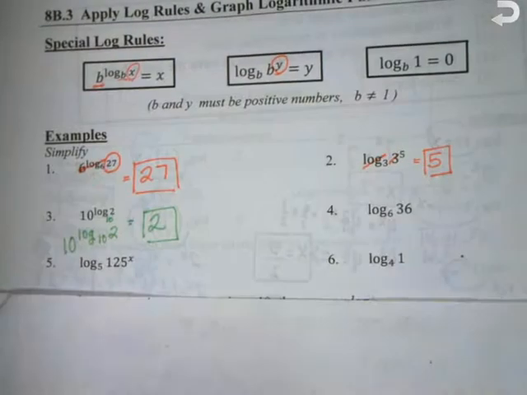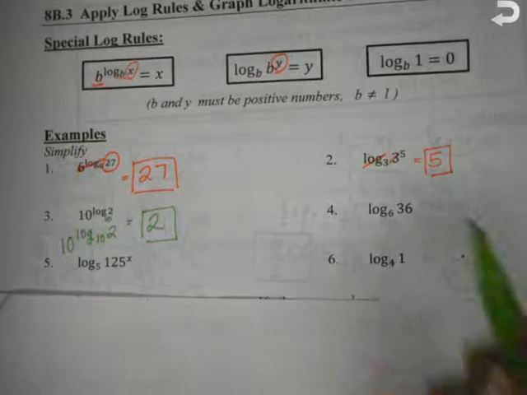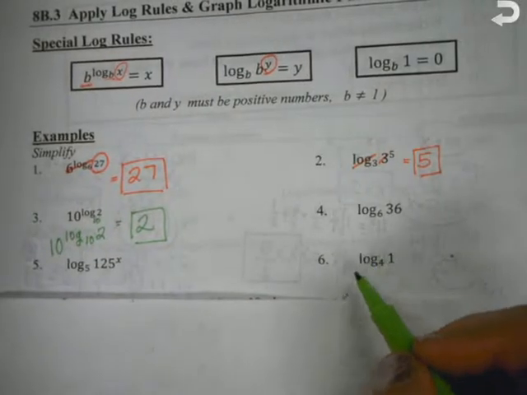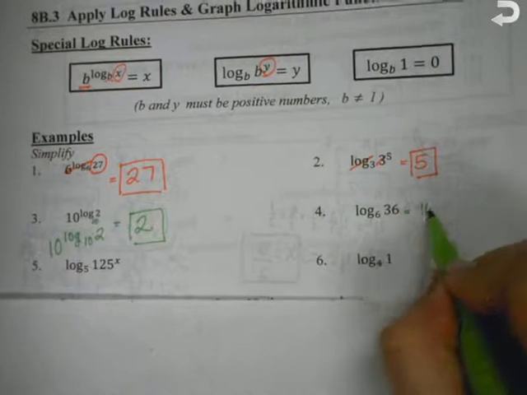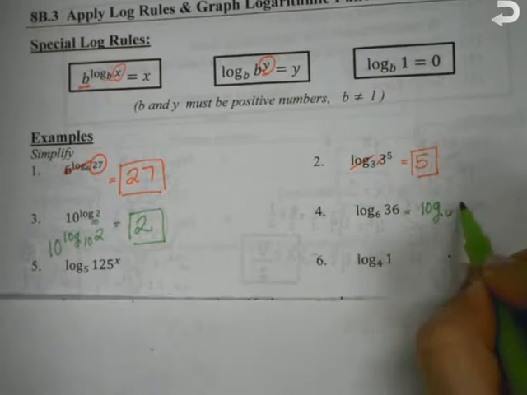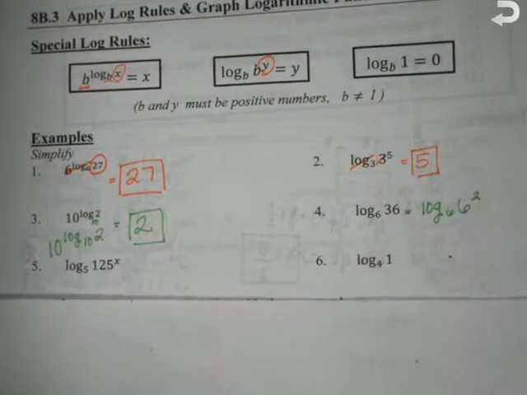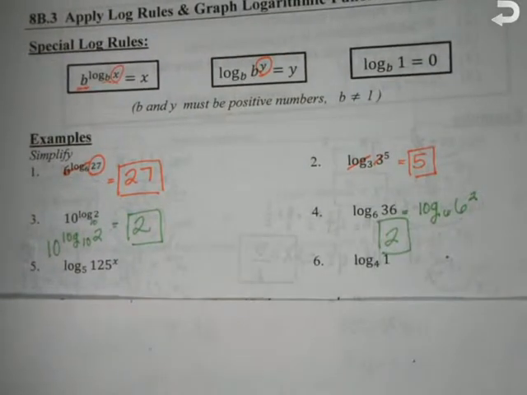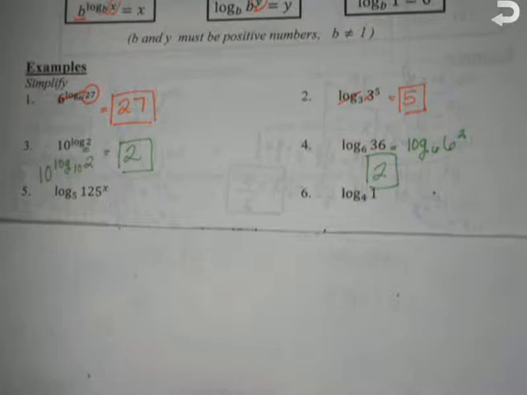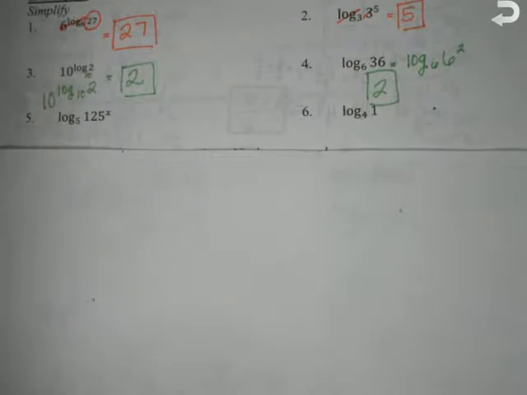Okay, what about log base 6 of 36? How can I rewrite 36? 6 squared. So this is log base 6 of 6 squared. So my answer is 2.